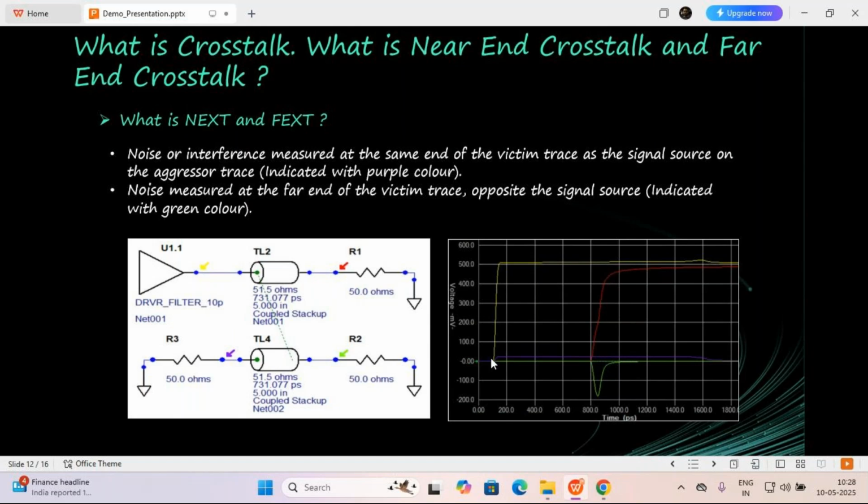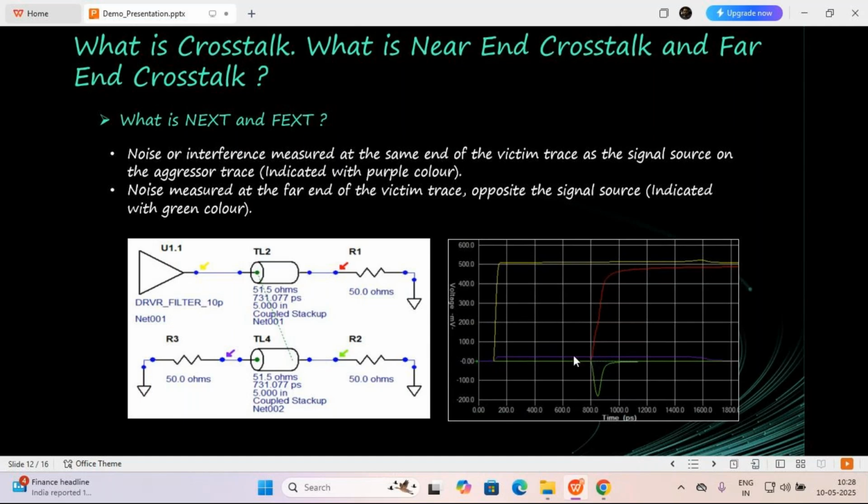See, the signal is very clean up to 500 millivolt, and it is going up to 500 millivolt. Since my termination is 50 and this is 50, I am not getting any impedance discontinuity. My signal is very smooth, and I am not having any overshoot, undershoot, or any ringing. Then if you see the red signal, it is not starting from here, but it is starting from here.